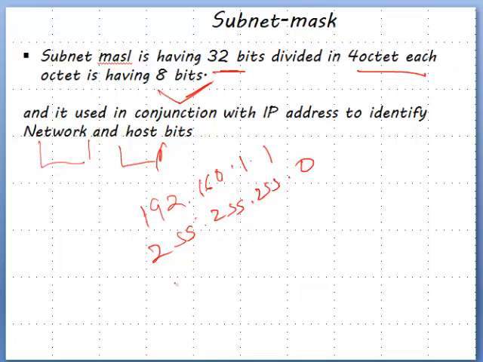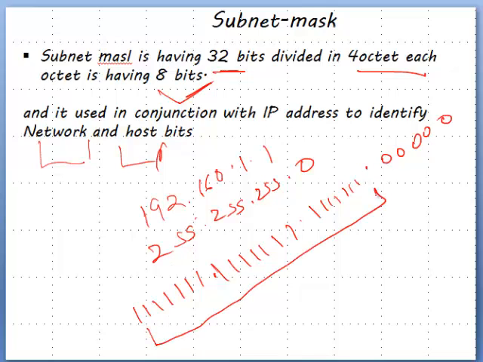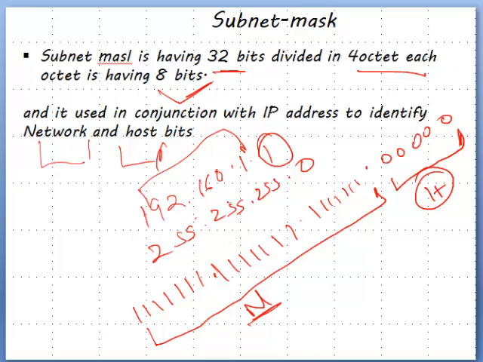For example, 255.255.255.0. If we convert 255 to binary, we get 11111111 here, 11111111 here, and 00000000 here. Network bits are always 1 and host bits are always 0. So in a subnet mask, all the 1 bits belong to the network and all the 0 bits belong to the host. With the help of this, we can find out that this portion of the IP address belongs to the network and this belongs to the host. We will discuss host and network in detail later.